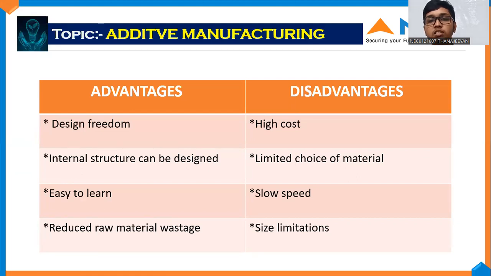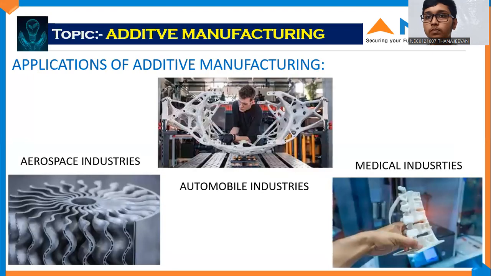And the main disadvantages of this additive manufacturing is that it is very expensive and we only have limited size of material and it takes time to produce a component. And we also have the size limitation as a disadvantage as the specification of the additive manufacturing machines is very low. So this additive manufacturing is mainly used in three industries: aerospace industries, automobile industries, and medical industries.